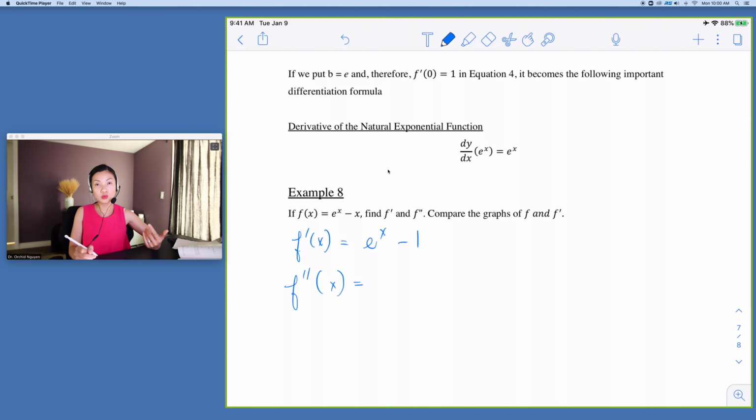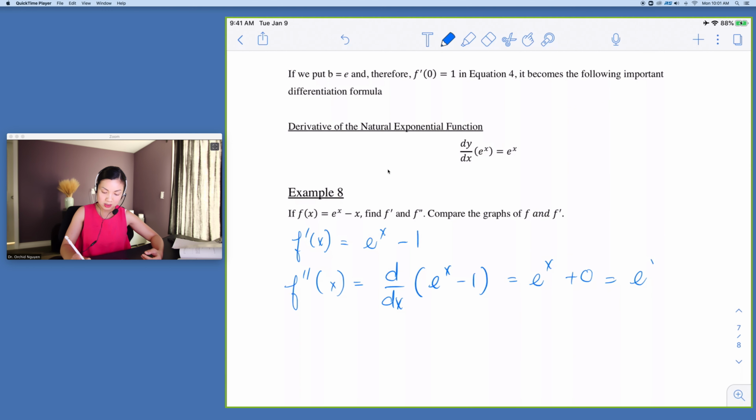Okay, so we have the double prime, which is the derivative of the derivative. And in this case, what do we have? We have to take derivative of this, which is the e function, e to the x power, and derivative of 1 is going to be 0. Negative 1, still 0. So we have e to the x function. Okay, so that's going to be the second derivative.